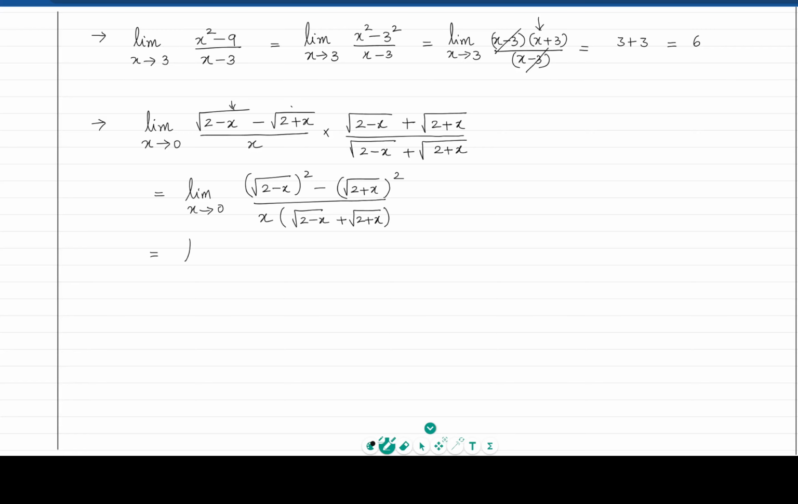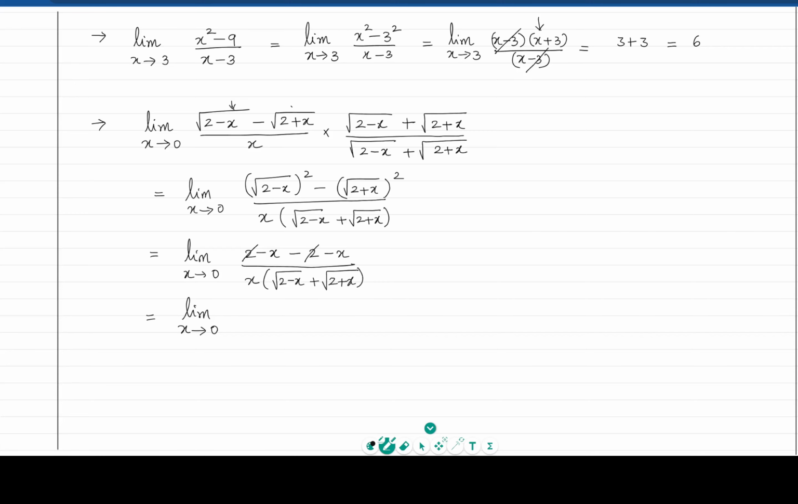When we simplify the numerator, we will get 2 minus x. The square root and the square will cancel each other out, and for the other one we will get minus 2 minus x, divided by x times square root of 2 minus x plus square root of 2 plus x. So here we can see that this plus 2 and this negative 2 will cancel each other, and we are left with the limit as x approaches 0.